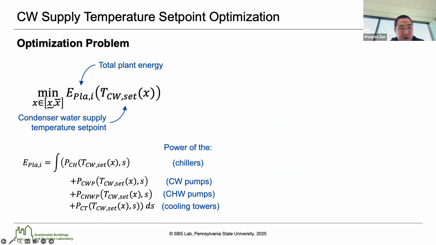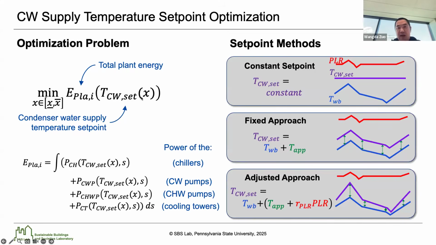So the optimization problem can be defined as trying to minimize my total plant energy. In this case, it includes my chiller energy, my condenser water pump, chilled water pump, and my cooling tower energy altogether by adjusting those control parameters. So for example, by finding the best condenser water temperature set points. If you look at condenser water temperature set points, there are different ways to do it in real world practice. The simplest way is just to set them as constant.